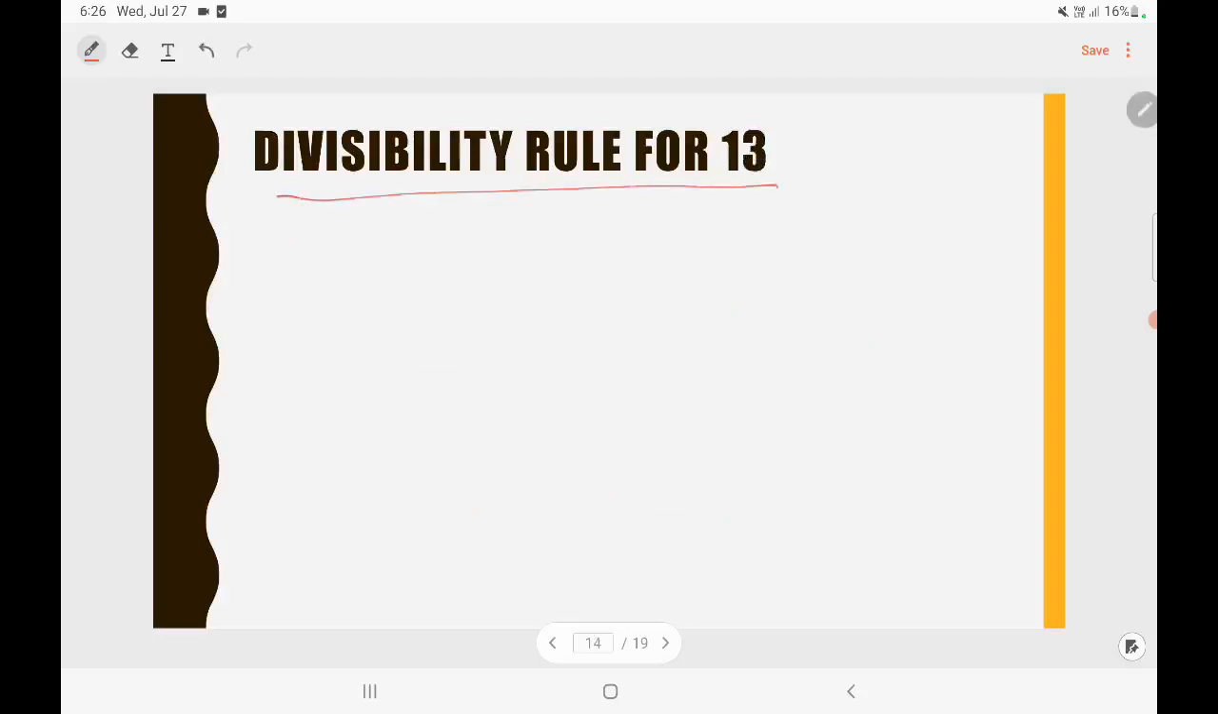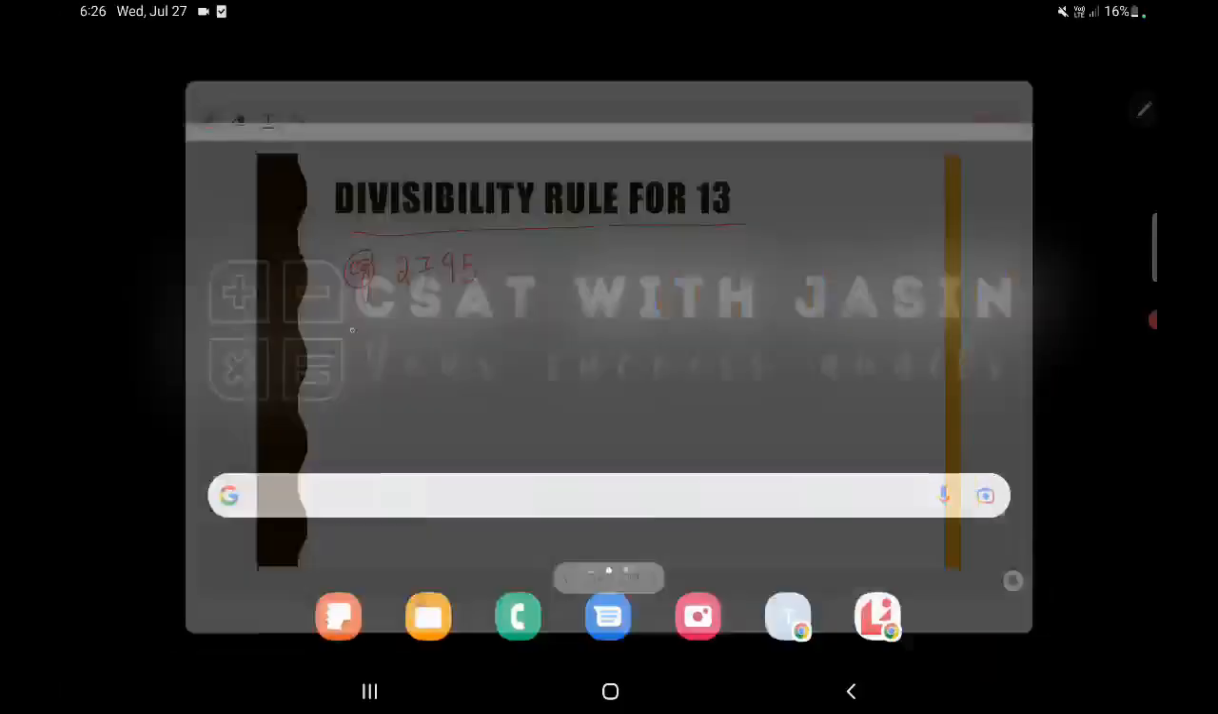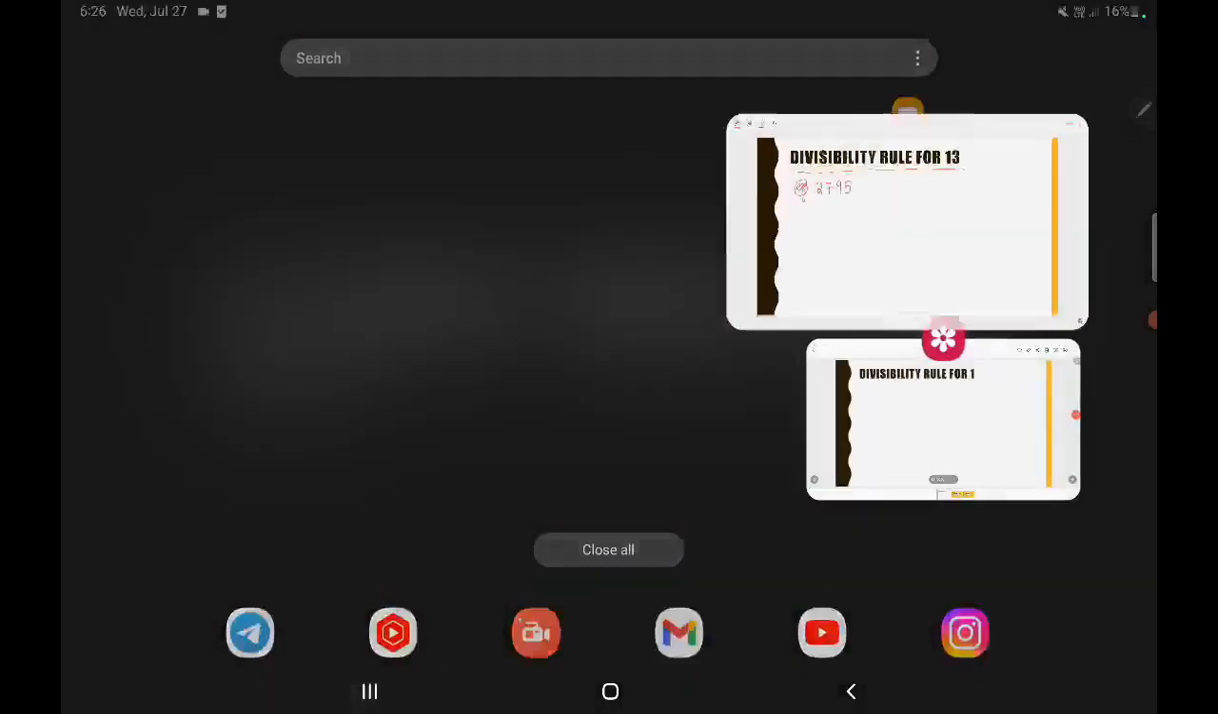So here you need to be very careful. This is similar to that of 7. We have some steps, so you need to do all the steps and check whether a number is divisible by 13 or not. So we'll do it with the help of an example. Let's take the number 2795.